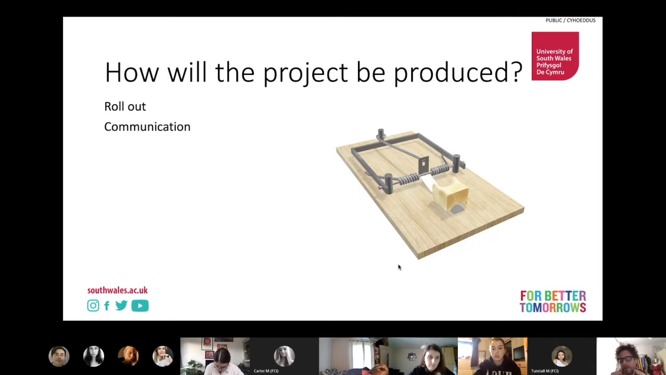So how will the project be communicated? How will it be communicated to our stakeholder? How will it be communicated to our end user?